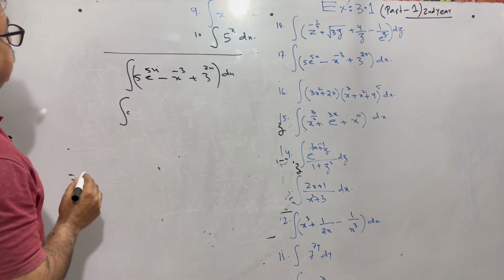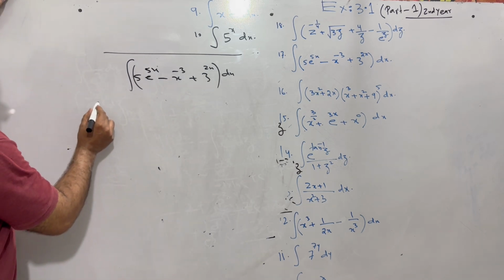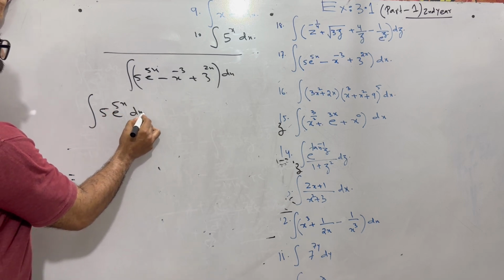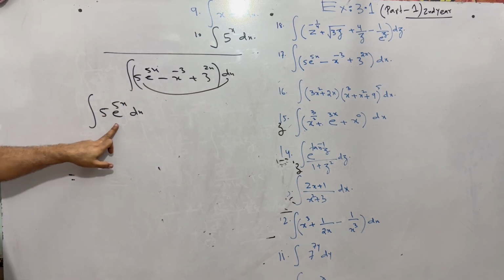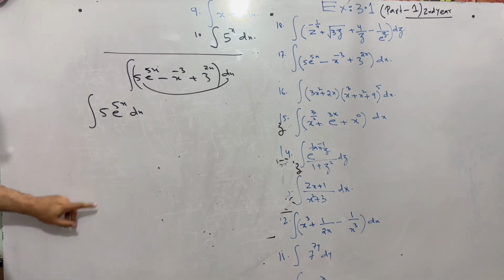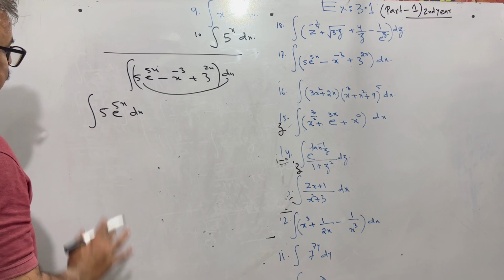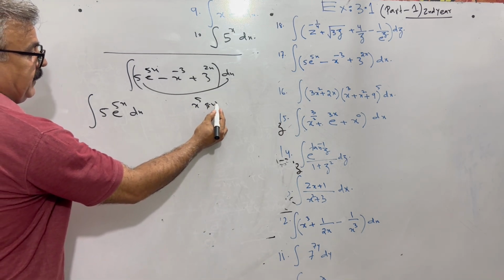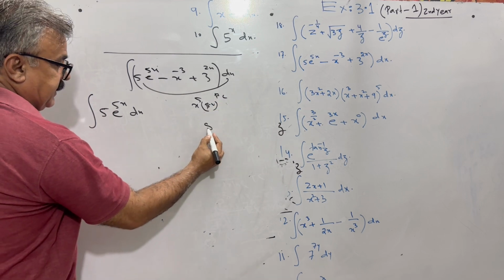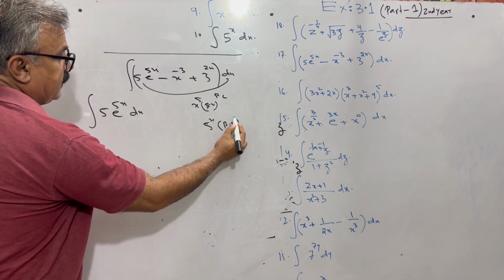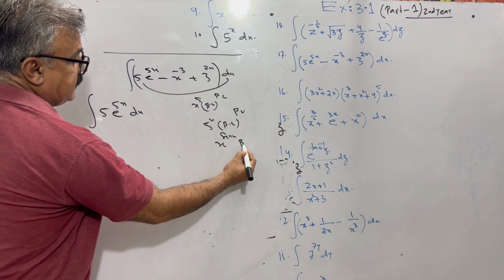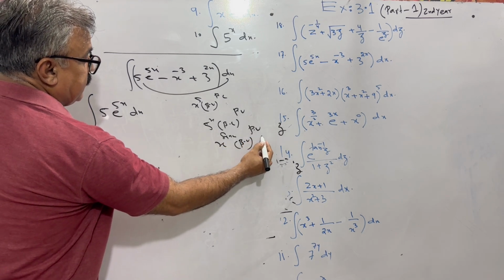5 times e raised 5x dx. I have taken these two. Ask yourself, to me it is the second kind of data. In differentiation and integration, there are 3 types of data. Normal: base variable, power constant. Second technique: base constant, power variable. And third is base variable as well as power variable.